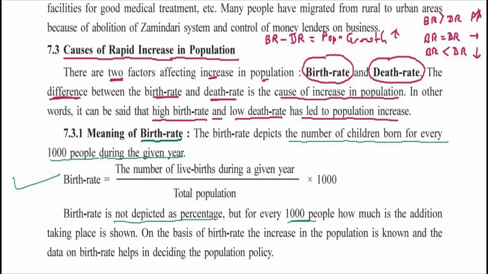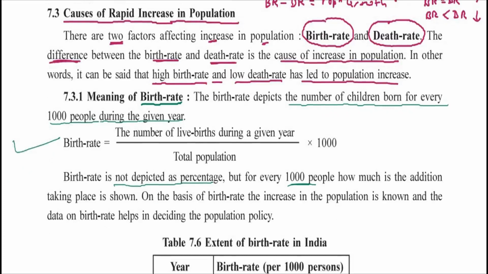So just like the gender ratio or the female male ratio, which is based on 1,000 male, how many female are there? Same thing here: out of 1,000 population, how many new births have taken place, right? So on the base of the birth rate, the increase in the population is known, and data on death rate, birth rate helps in deciding the population policy.